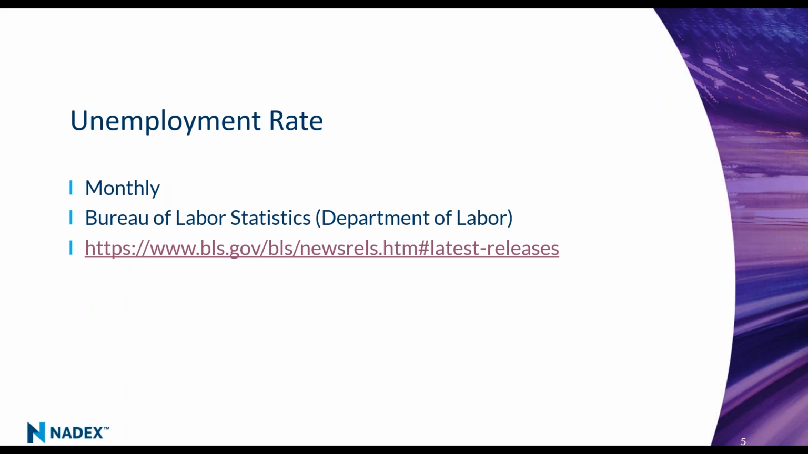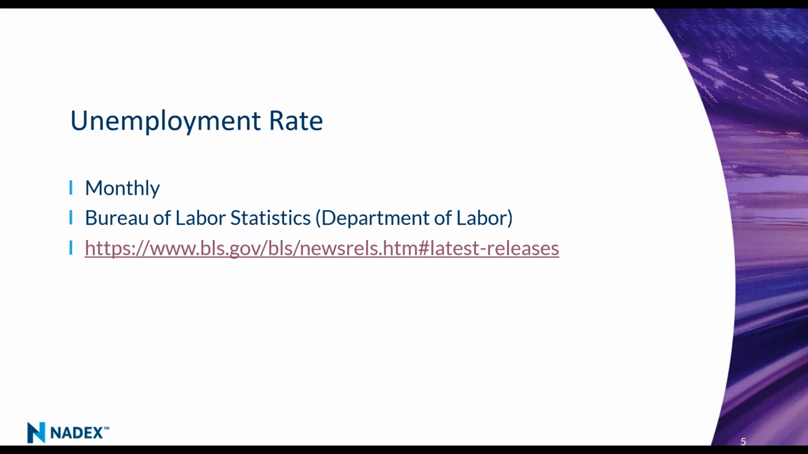You're going to see these numbers come out. So the first Friday of the month, the number is going to come out for the month prior, right? So we just had a release last Friday. So that was May 8th. I believe it was May 8th. So that would have been the numbers for what happened in April. So it would have been the April unemployment rate.